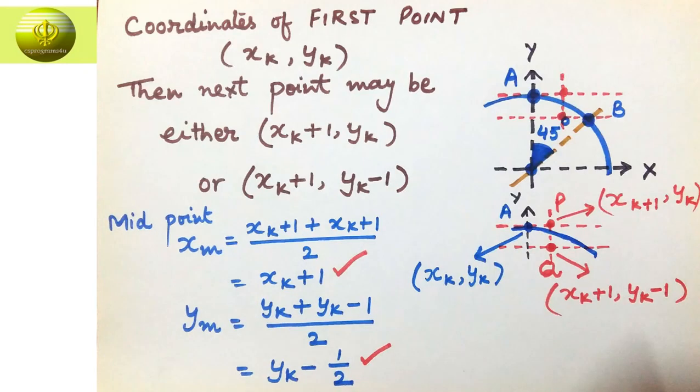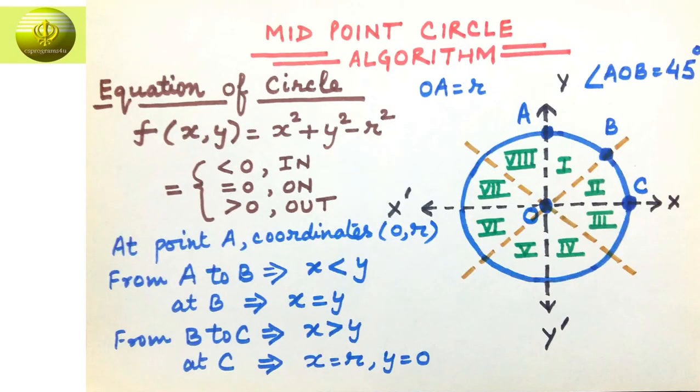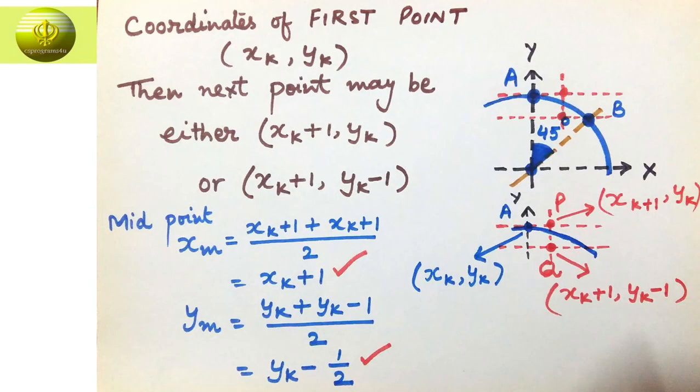And from B to C, the value of x is greater than y, and at C, the value of x is equal to r and the value of y is equal to 0, because at point C the point lies on the x-axis. That's why there is no value of y. These are the basic things.